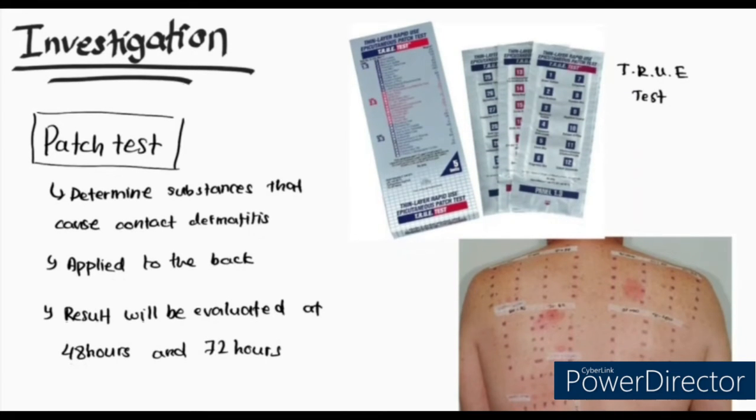Patch test is used to determine the substance that can cause contact dermatitis. The TRUE test, which is approved by the US Food and Drug Administration, consists of panels with pre-impregnated allergens currently screened for 36 allergens. These patches will be applied to the back, and the patient is sent home with instructions to keep the back dry. The results will be evaluated at 48 hours and 72 hours.